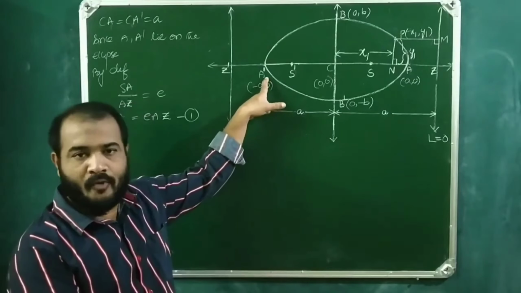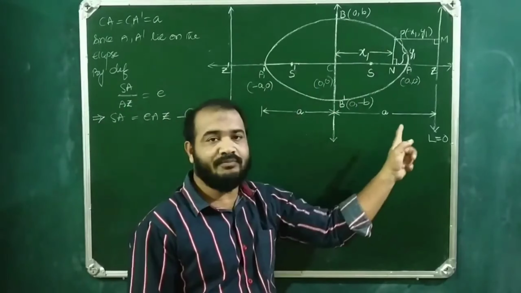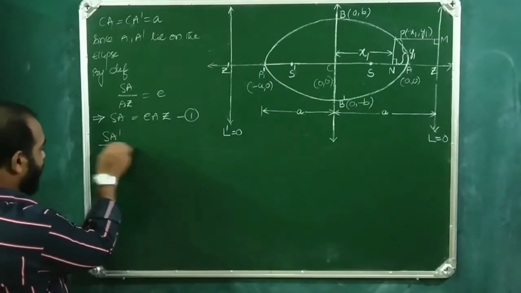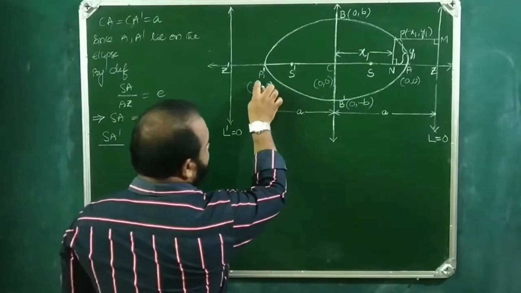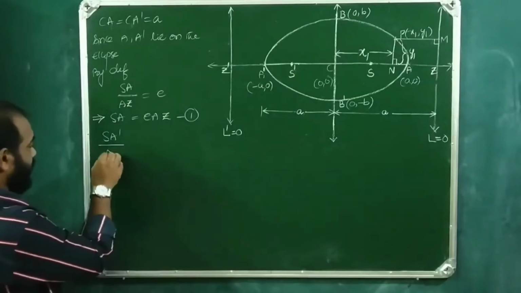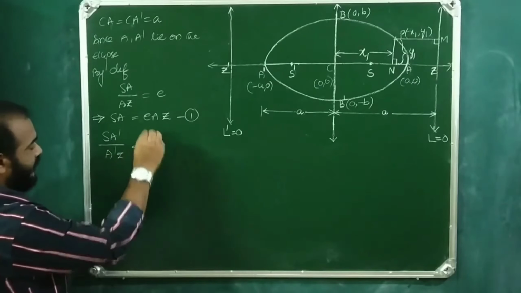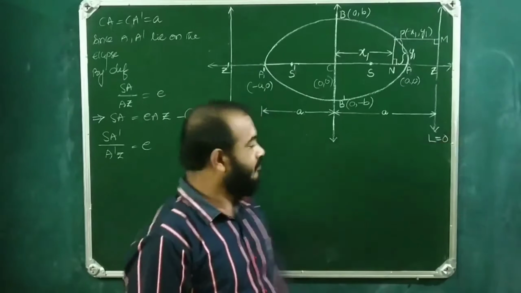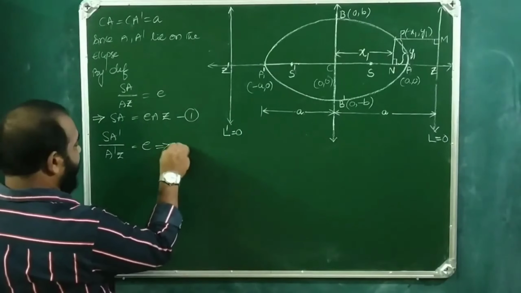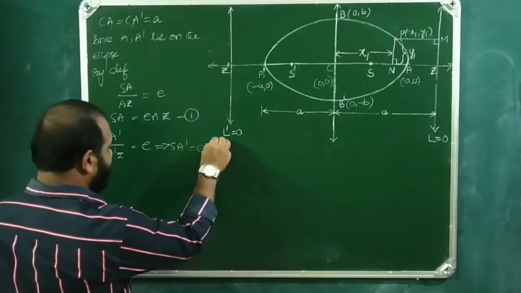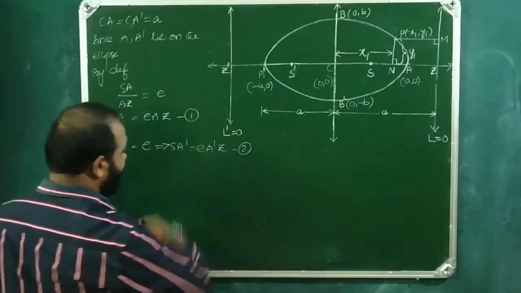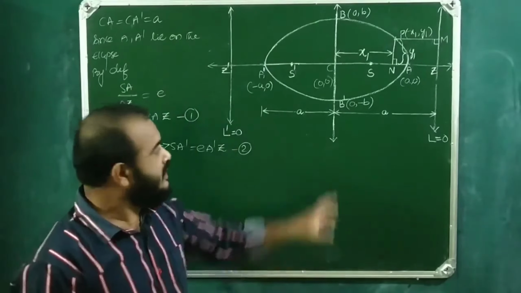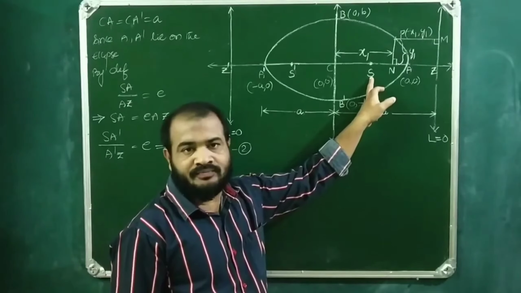Likewise, A dash is also a point on the same conic, which is the ellipse. Its distance from the fixed point, SA dash by A dash Z, is equal to E. From this, SA dash is equal to E times A dash Z. This is equation 2.